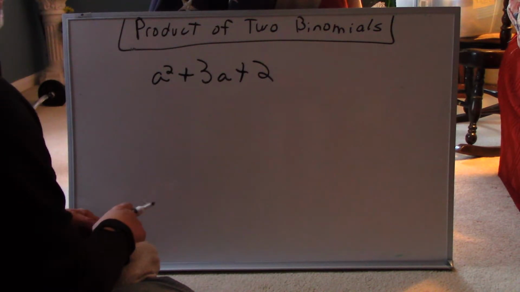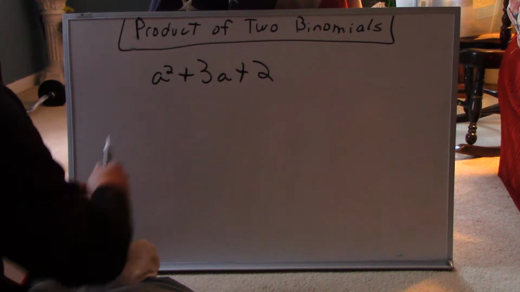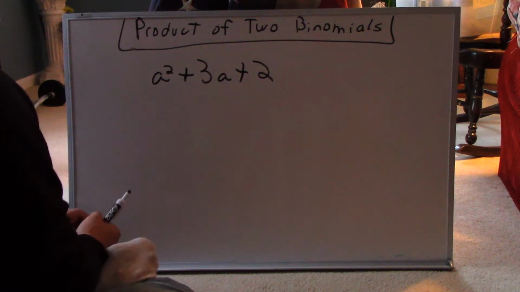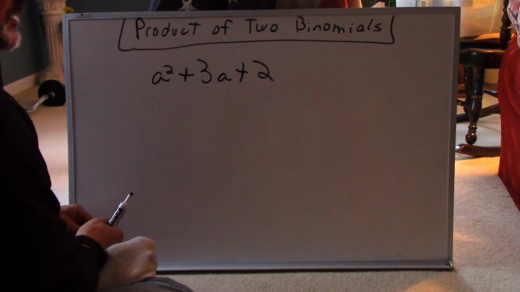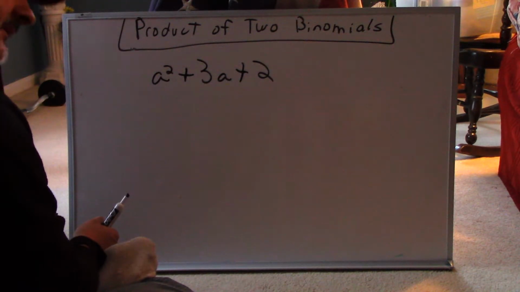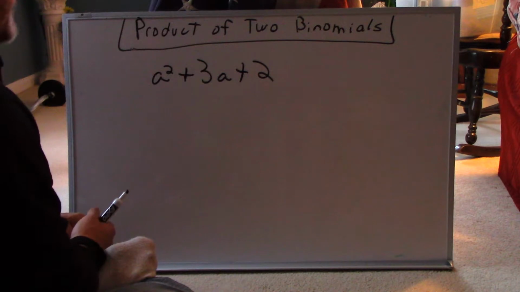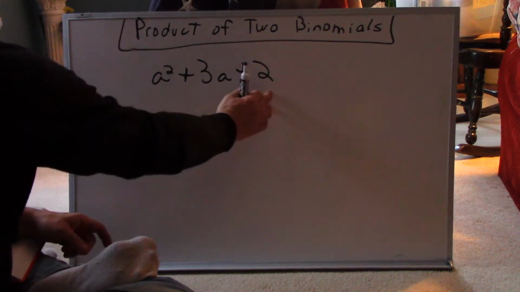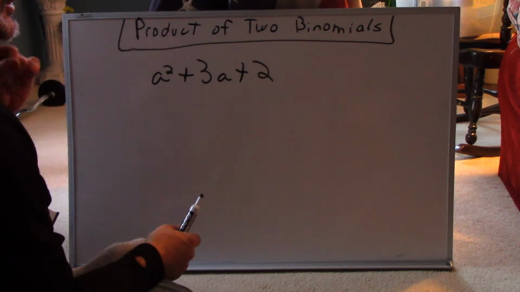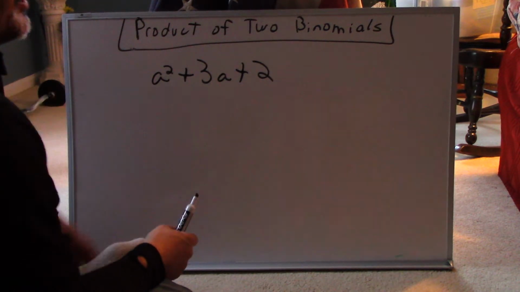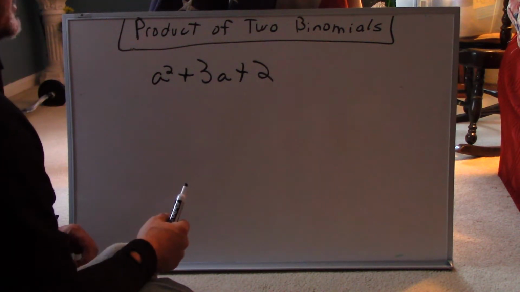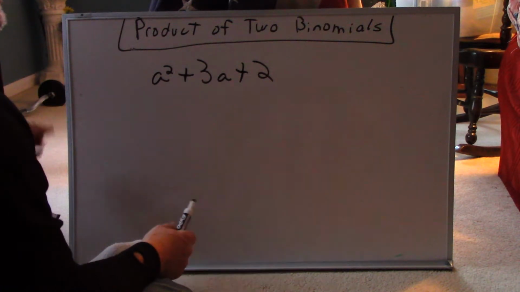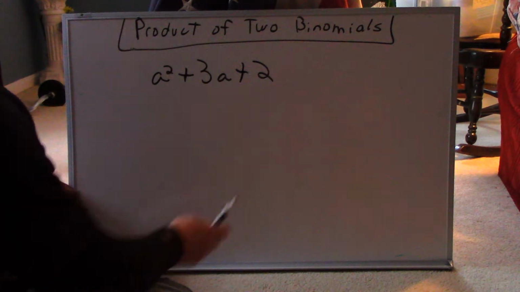So we have a squared plus 3a plus 2. This is a trinomial, and we have to break it down. We have to break it up. Now, how do we break this up? Well, we have to say to ourselves, what are the factors of 2 that if I add or subtract them equal 3? I'll say it again. We always say this to ourselves when we do this kind of factoring. We say, what are the factors of 2?